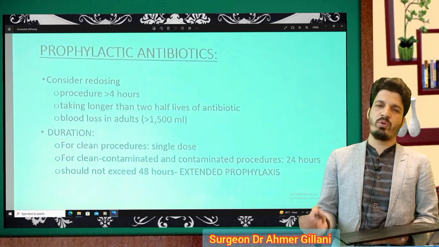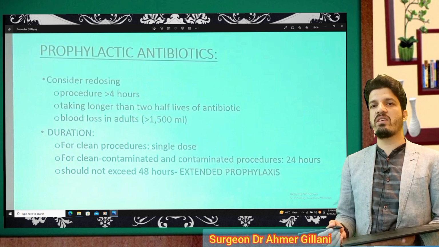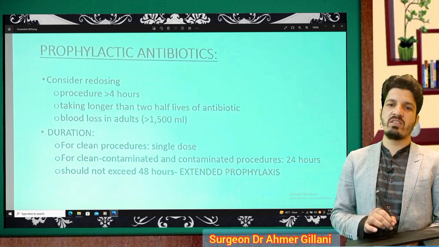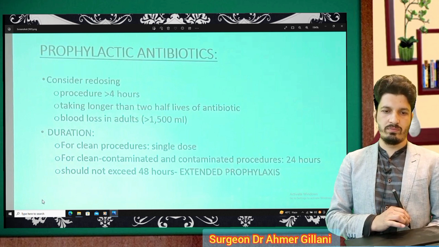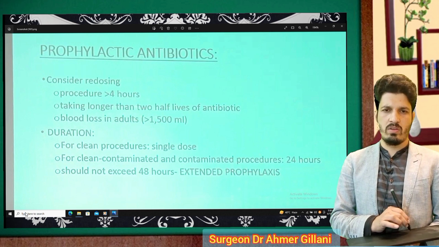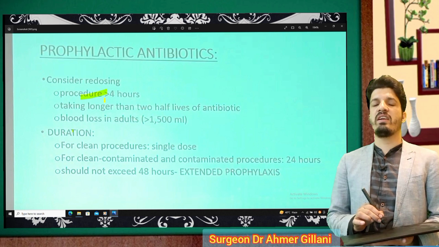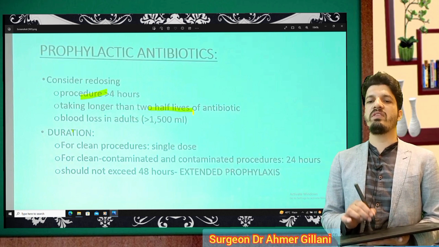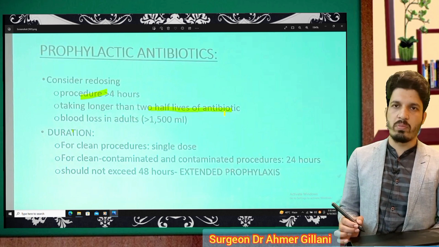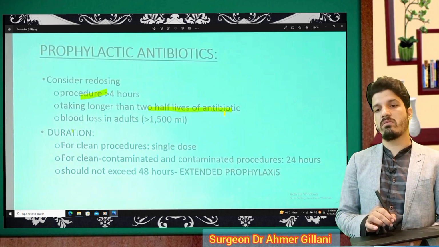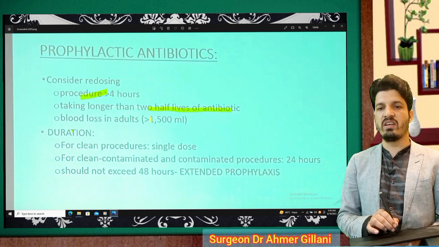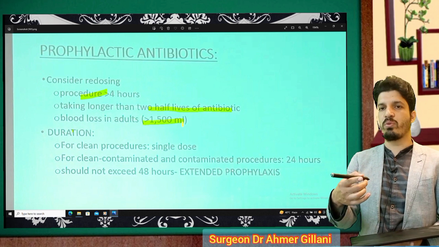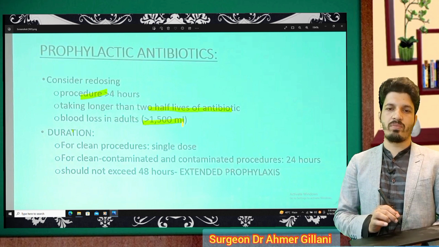So in case of the prophylactic antibiotics, you will consider redosing. Why and when? If your procedure is more than 4 hours, or if it is taking longer than 2 half-lives of the antibiotic, and if blood loss in adults is more than 1500 ml, you will consider redosing. You will give another dose of the prophylactic antibiotic in this case.